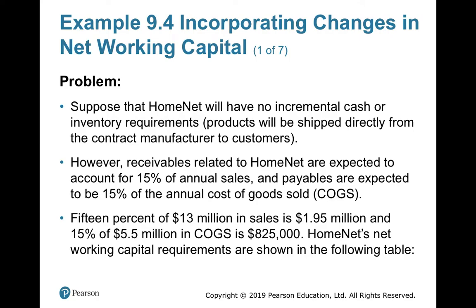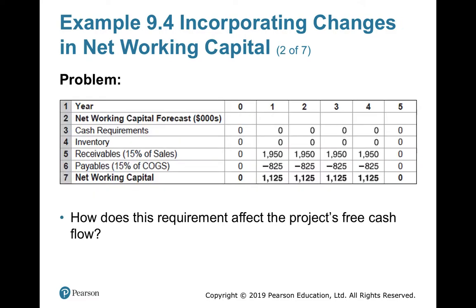Receivable how much? 15% of 13 million is equal to 1.95 million. Payable how much? 15% of cost of goods sold, that is 5.5 million, is equal to 825,000. What is the working capital then? 1.95 million is the receivable, 825,000 is the payable. So 1950 minus 825 is equal to working capital required, 1125.